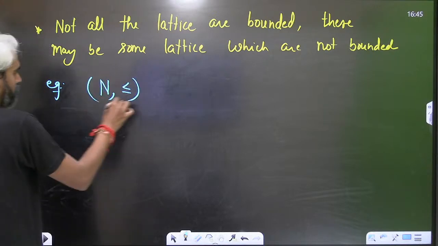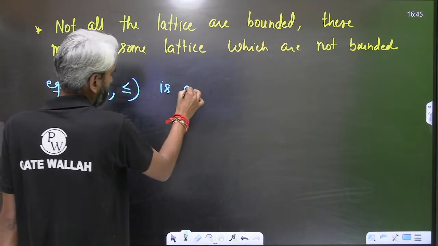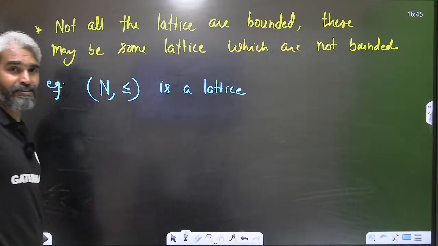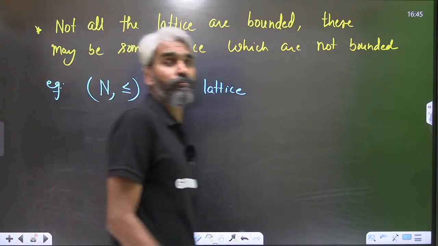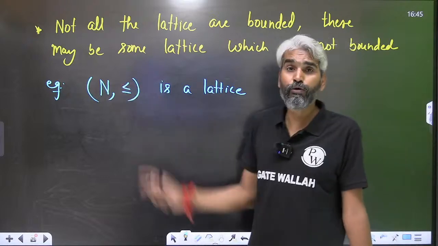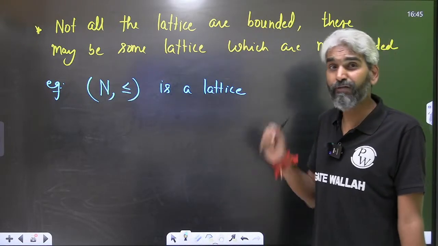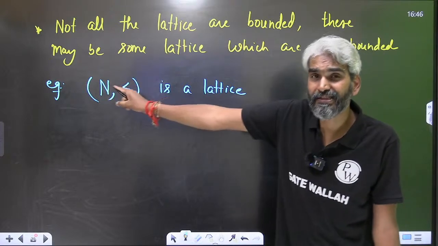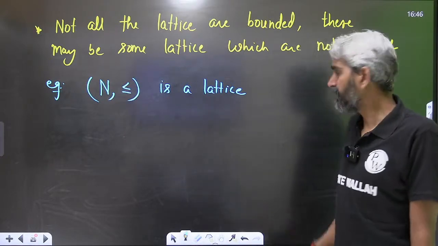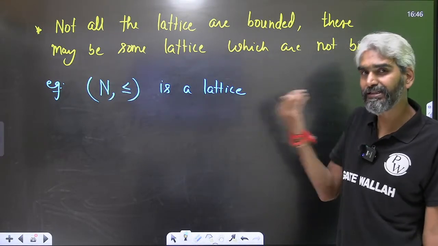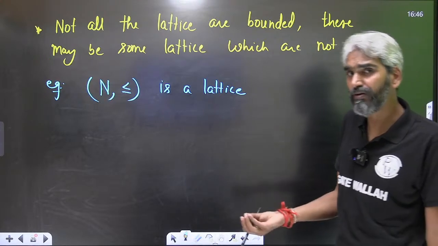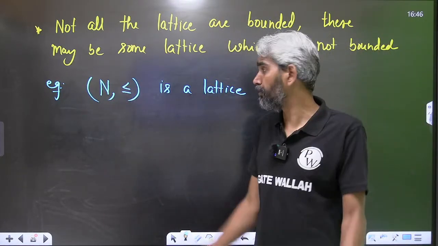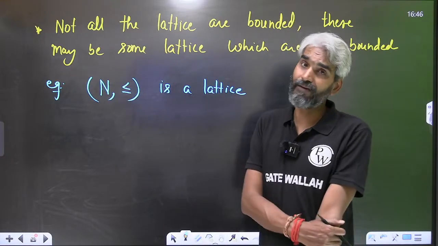is a lattice. Come on, is it a lattice? Take any two elements from the set of natural numbers. Do you have the least upper bound and greatest lower bound for that pair of elements in the set of natural numbers itself? Yes, sir. If you take any two natural numbers, the larger one will become the least upper bound and the smaller one will become the greatest lower bound. So for any two elements, the least upper bound as well as greatest lower bound exist in this poset. Therefore, it is a lattice.